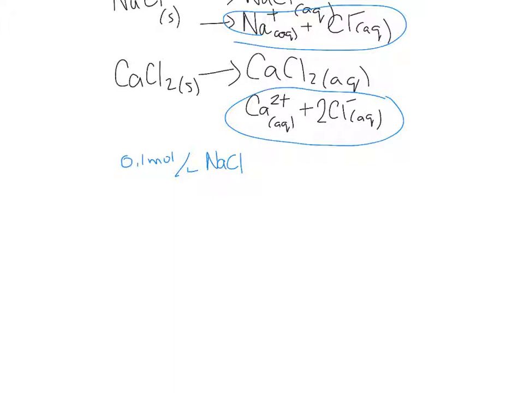6.23 times 10 to the 22 chlorine. Yes, I just did. But before, sodium chloride. If I have 0.1 mole per liter of this, how much of this do I have? 0.1 mole per liter. Let me show you how to demonstrate that using math. There you go. You just proved it.